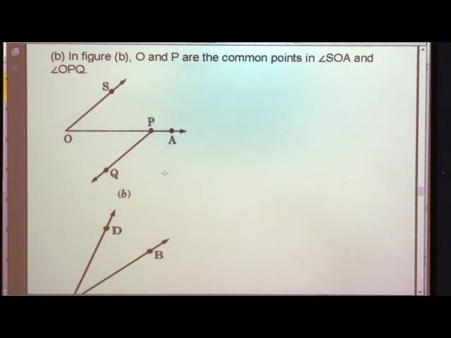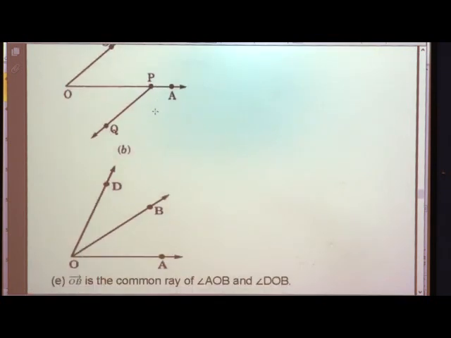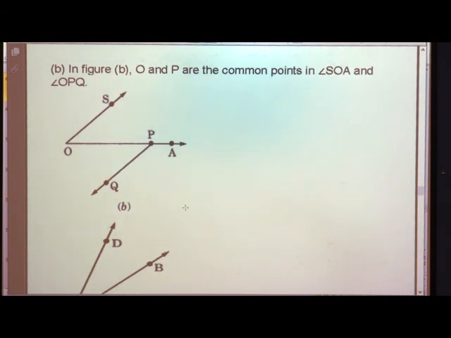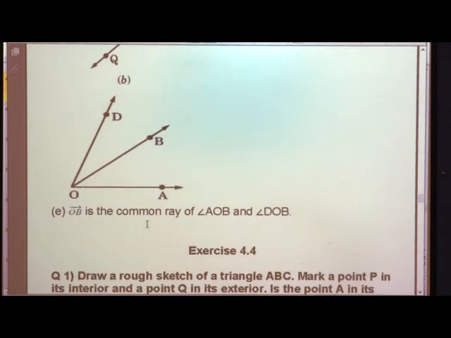So we have to find two angles which have 2 points in common. Now see, as we have found out here, there are two angles and these angles have 2 points in common, that is point P and point A. Next question. We have to draw a rough diagram of two angles such that they have 3 points in common. Now we have found 1 point, 2 points, now we have to find 3 points in common.